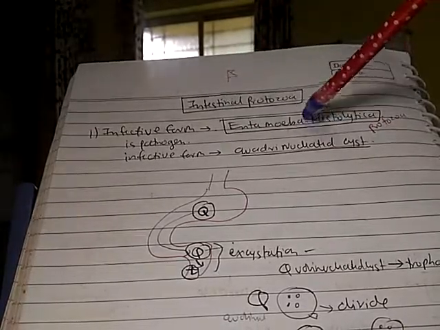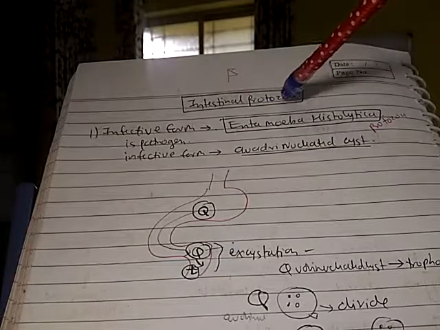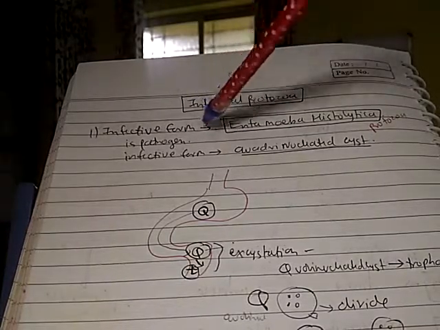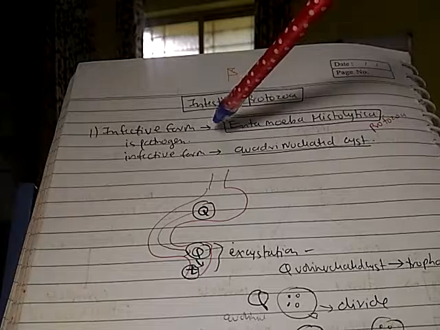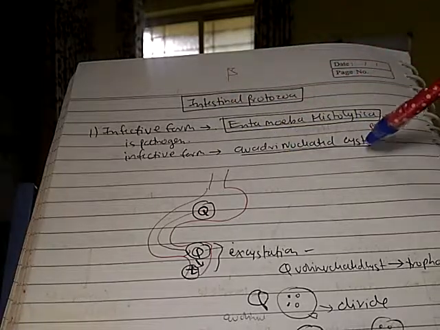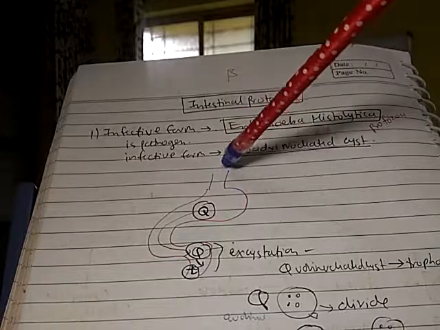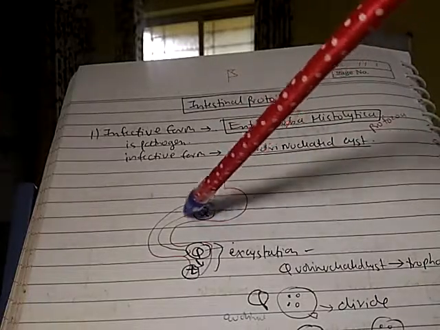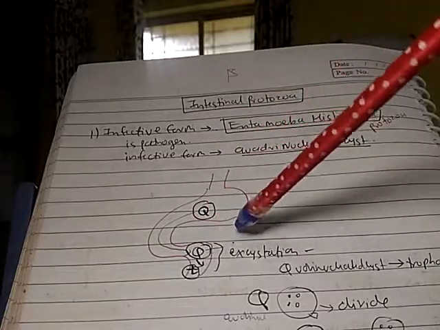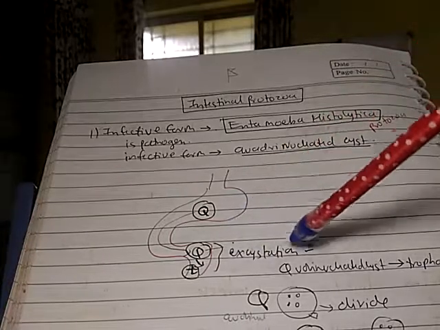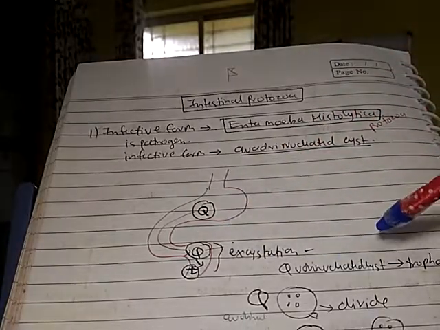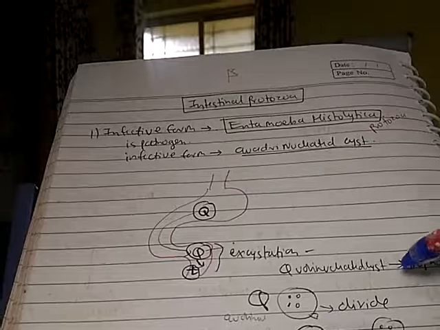Entamoeba histolytica. It is an intestinal protozoa. Infective form of this pathogen is quadrinucleated cyst. So this quadrinucleated cyst is ingested. It goes to stomach. Then it causes excystation, and now this quadrinucleated cyst is formed into trophozoite.